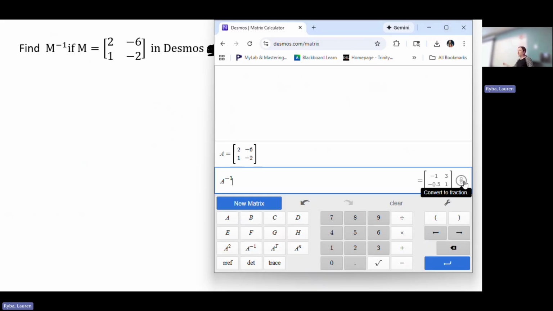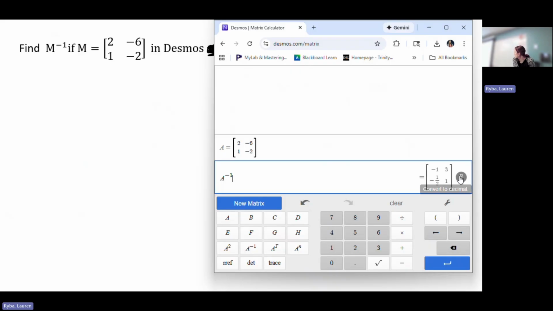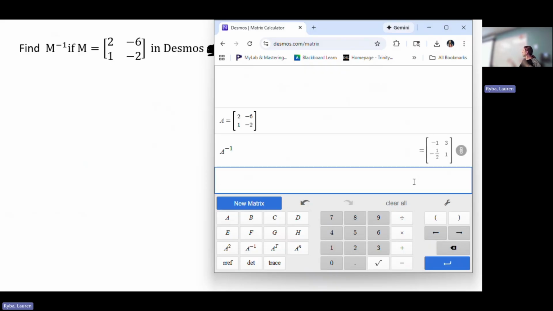When you create inverses, it's very common to get fractions. I love the Desmos calculator because it will convert these to fractions for you so that you can get the exact answer and not just a decimal. So there is an inverse. How do I know those are inverses? If I multiply the first matrix by the second matrix, I should get the identity. I'm going to show you that part in just a second.